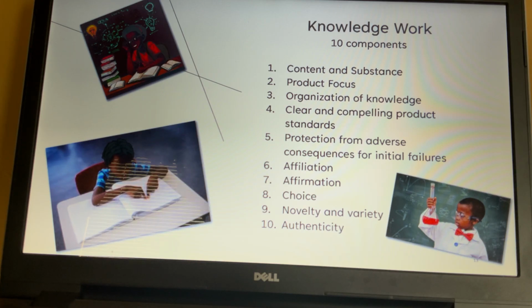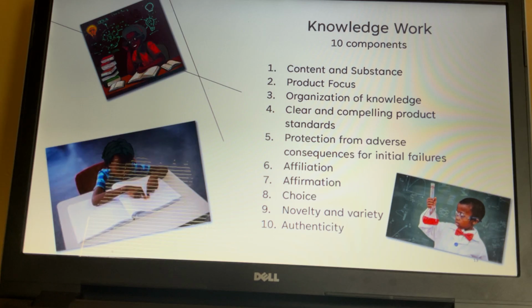As you look at these 10 components, the first one is content and substance. We have to have content, and that content should have substance. You're not learning something just to learn it. You're learning it because it will have an impact on your life. The information should be product focused. Students should be able to create something as a result of having learned what you've taught them or what they've just gotten. The information should be organized in such a way that students can follow it easily.